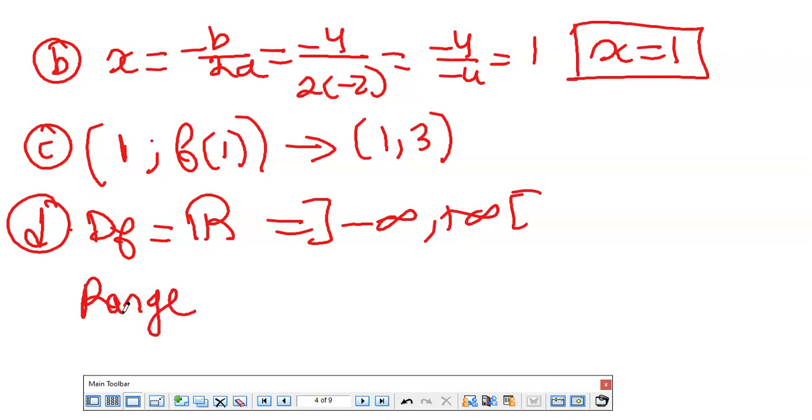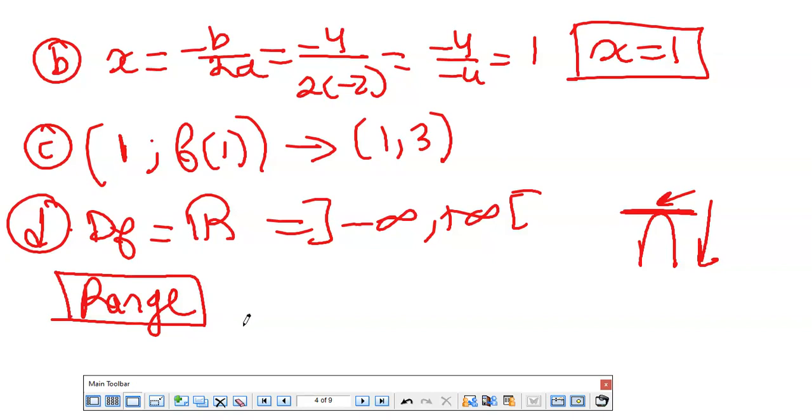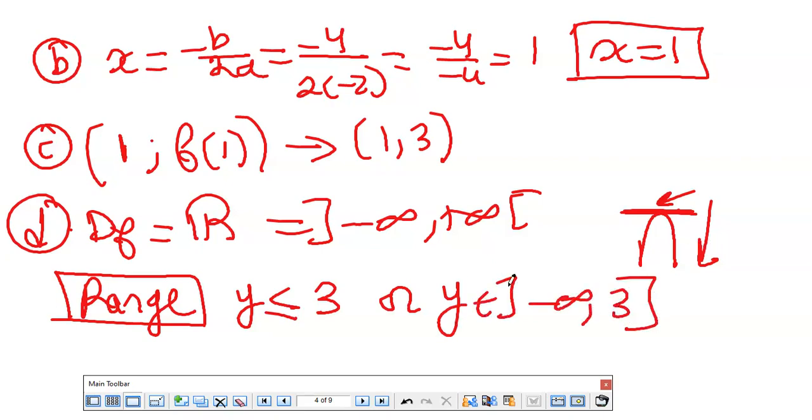I said that the vertex is either the highest point or the minimum point. Excellent. But this function is downward. It means here the vertex is going to be the highest point. It means the value of y of the vertex is going to be the highest value of y. I cannot have a value of y greater than 3. So the range is going to be less than 3. The values of y are all less than 3 because all the values of y are going to be less than the maximum point. So either I can write it y less than or equal to 3, or also I can write it as an interval. y belongs to (minus infinity, 3], and you need to be careful. I need the point 3.